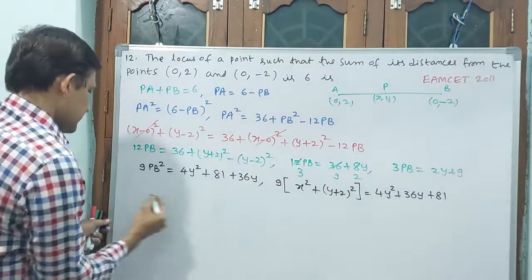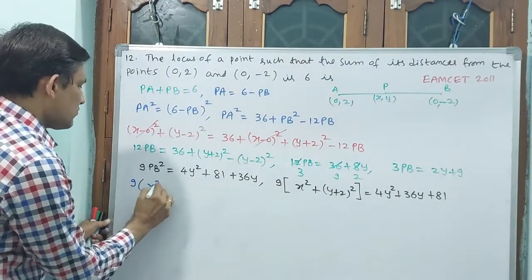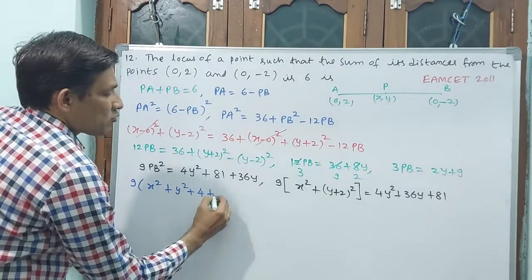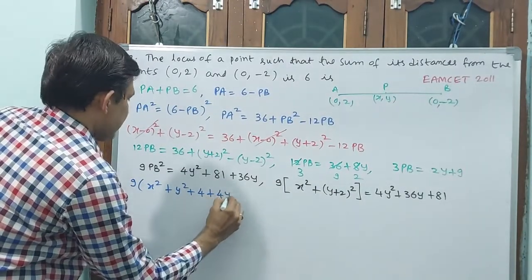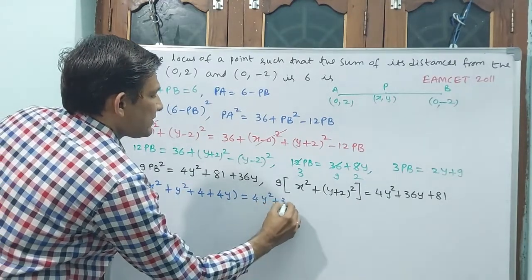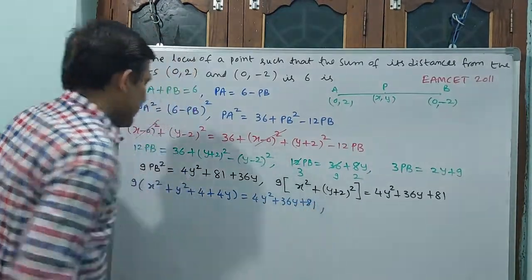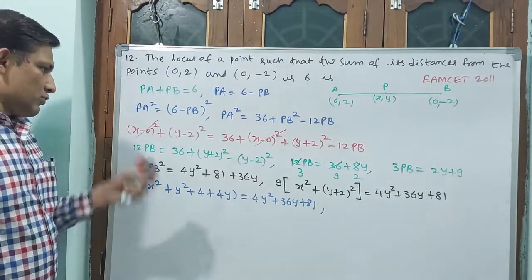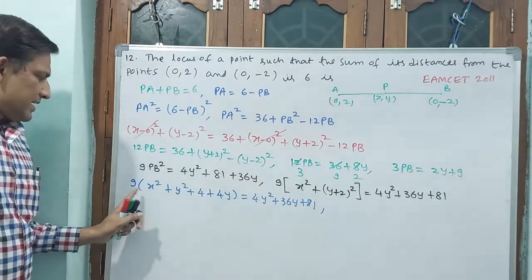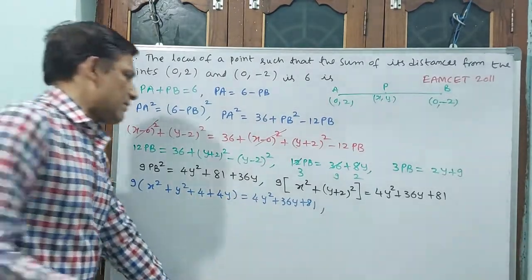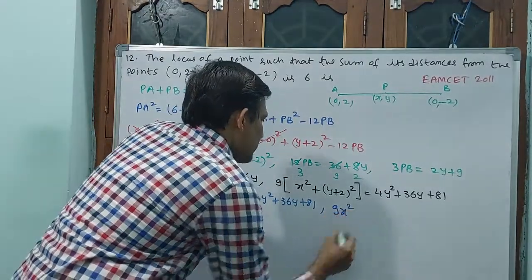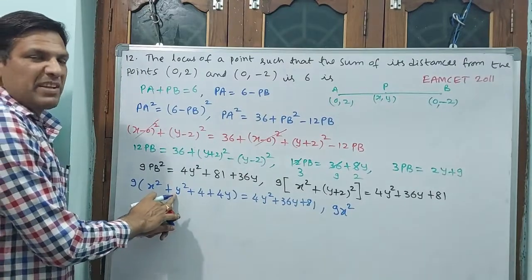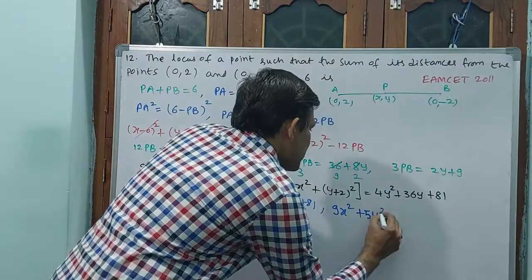You expand it first. 9 times of X square plus a square plus b square plus 2ab, 2 into 2 into 4Y, is equal to 4Y square plus 36Y plus 81. Come. See, 9Y square. Yes, 9Y square. That's all. Write down. You expand this. Or else you bring this side. 9X square plus 9Y square minus 4Y square. What I am writing: 9X square will be there, 9Y square minus 4Y square, plus 5Y square. Plus 5Y square will be there.